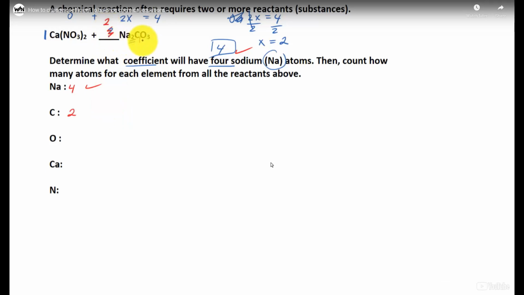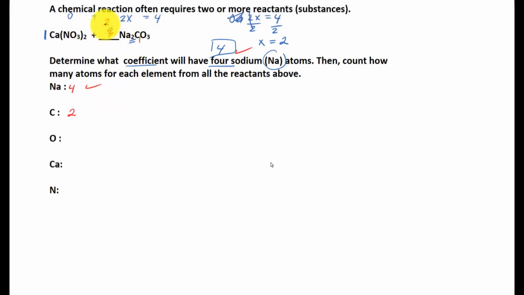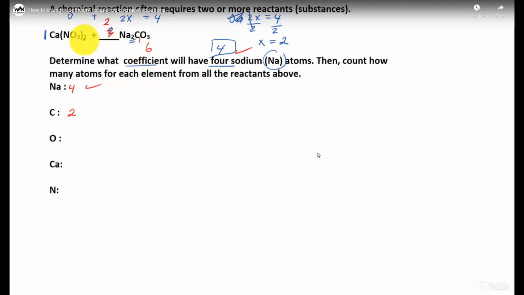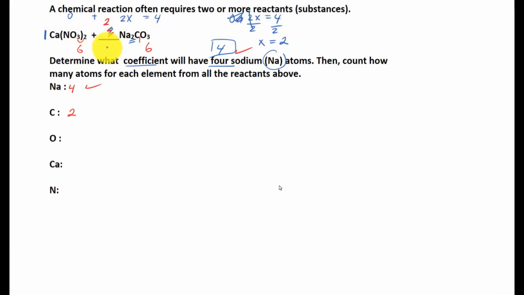And then for oxygen, we have what? This is a little bit tricky. 2 times 3, what is that? That is 6 right there. But over here, we also have oxygen. We also have 2 times 3, that gives us 6. So what is 6 plus 6? So oxygen is 6 plus 6 gives us 12.